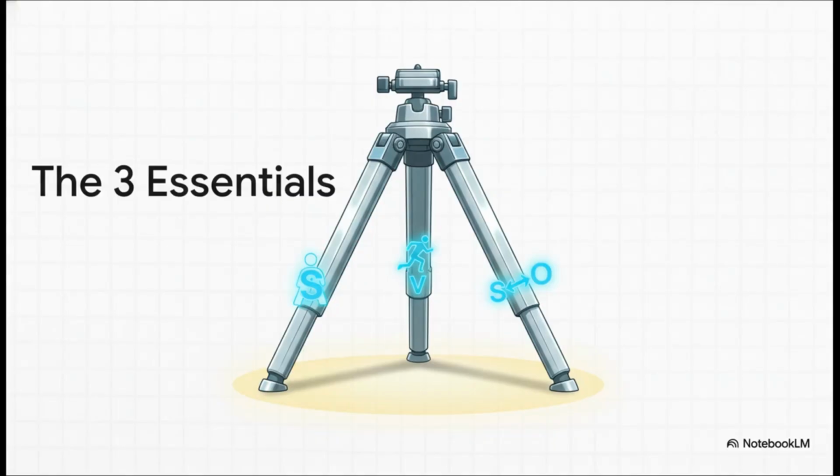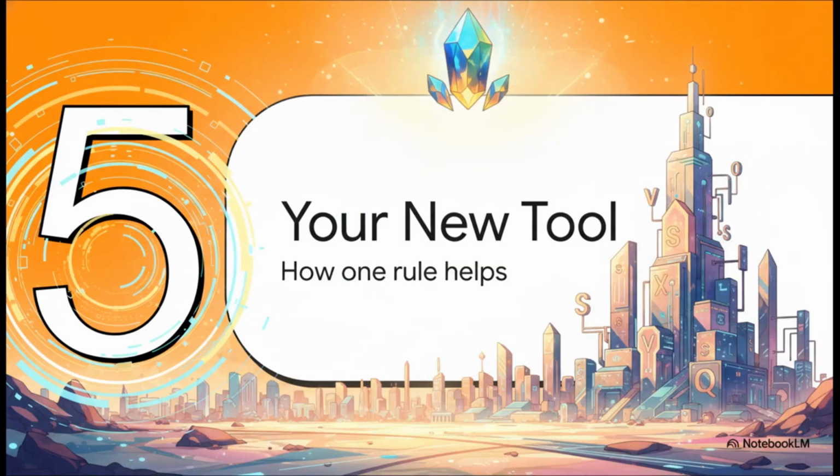So let's just boil this all down to 3 essential things you need for any correct English sentence. 1, you need a subject. 2, you need a verb. And 3, you need them in that clear SVO order. If you can just check for those 3 things, you will automatically avoid the biggest and most confusing mistakes. Okay, let's wrap this up by looking at what you've really gained here. This isn't just another grammar rule you have to memorize. Think of it as a powerful new communication tool that you now have.